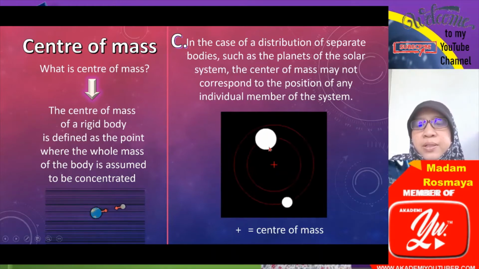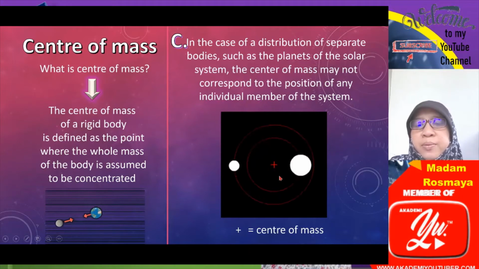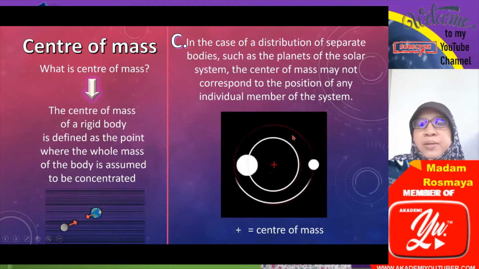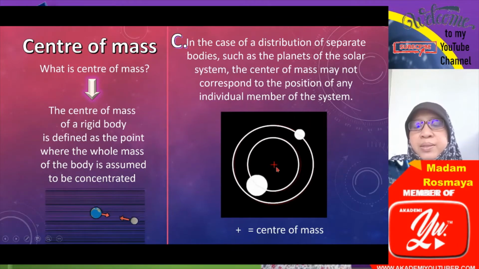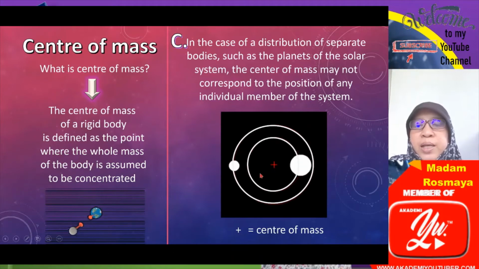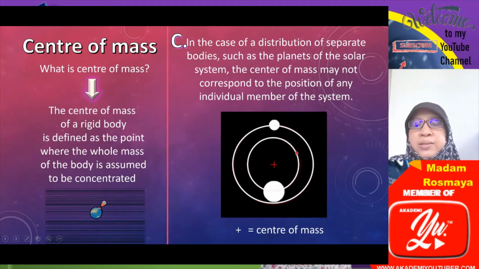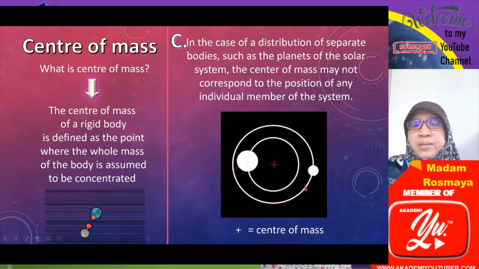Okay, so if the distance between the two objects is further away, it forms this orbit for this planet, for example, and another orbit for another planet. So the center here will be the center of mass. We assume that the two planets orbit in a circle.